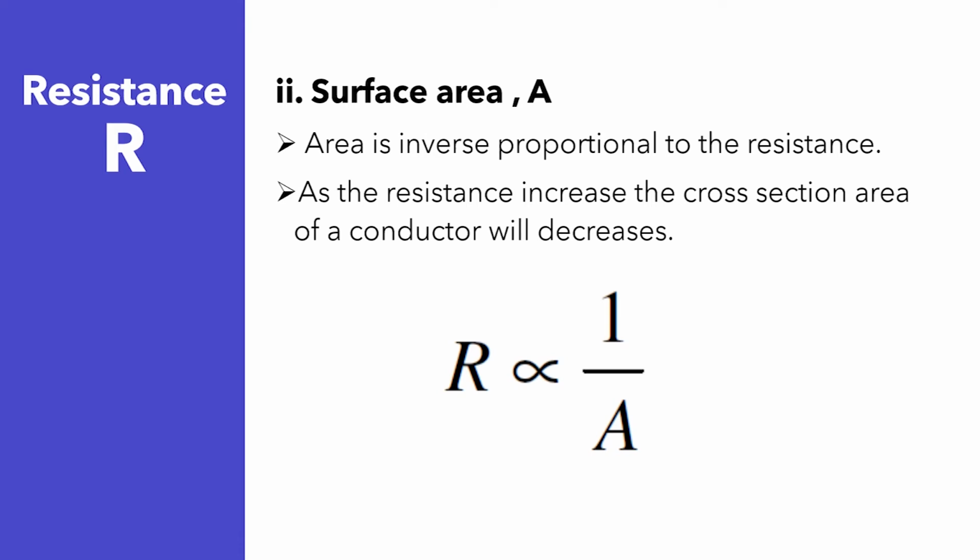Second, surface area, A. Area is inversely proportional to the resistance. As the cross-section area of a conductor decreases, the resistance increases. As you can see here, R is inversely proportional to 1 over A.